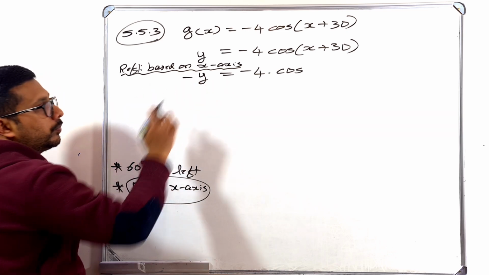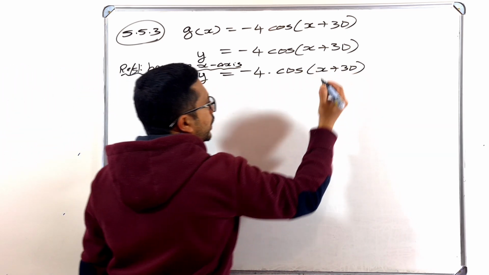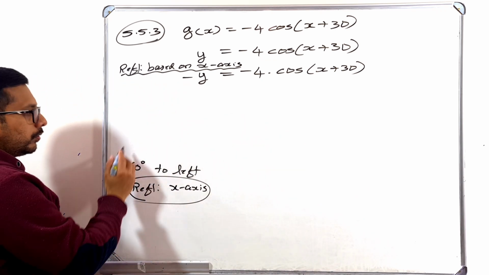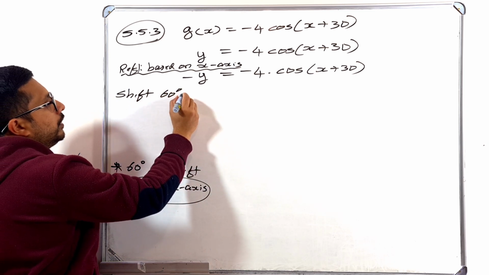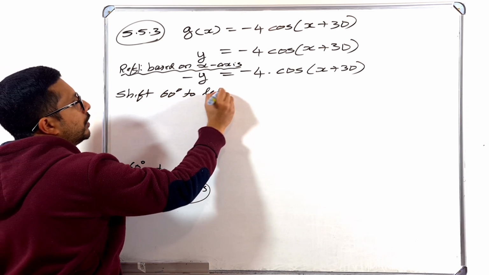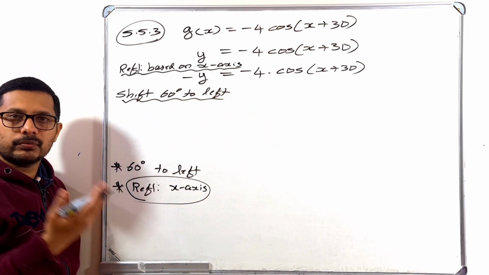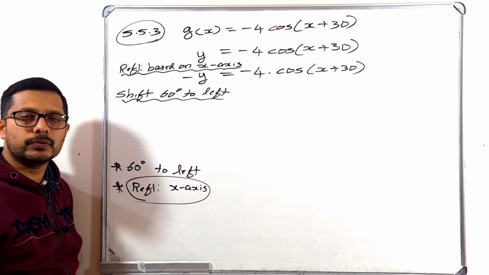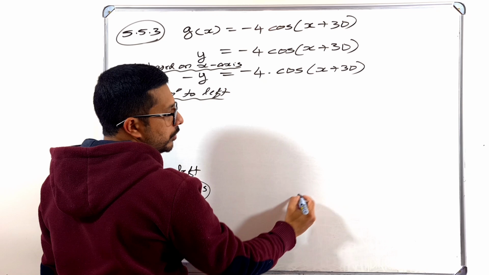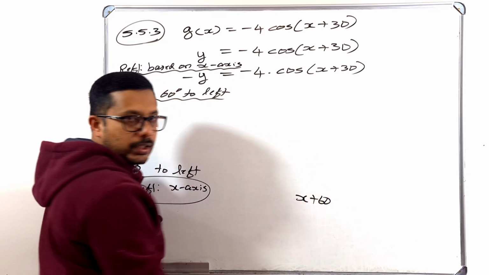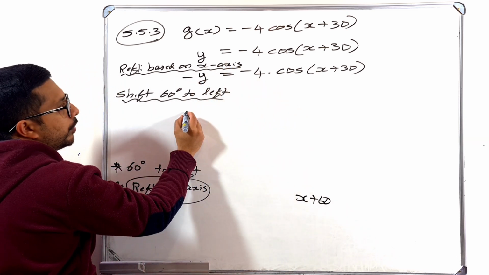That is how this y becomes minus y. Okay, cos x plus 30. Now the second one I'm going to do: shift 60 degrees to the left. So 60 degrees to the left means plus 60 to which one? To the x value. So this x is going to change as x plus 60, only x, but don't forget this 30 is there. Okay, so now look at how I'm going to write.